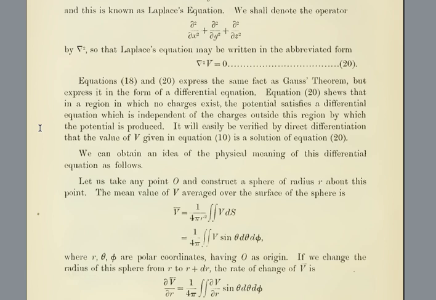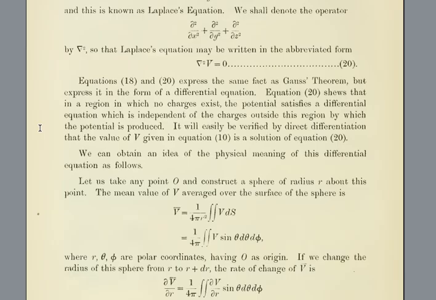Laplace's equation shows that in a region in which no charges exist, the potential satisfies a differential equation which is independent of the charges outside this region by which the potential is produced. It will easily be verified by direct differentiation that the value of the potential given in a previous equation is a solution of Laplace's equation. We can obtain an idea of the physical meaning of this differential equation as follows.